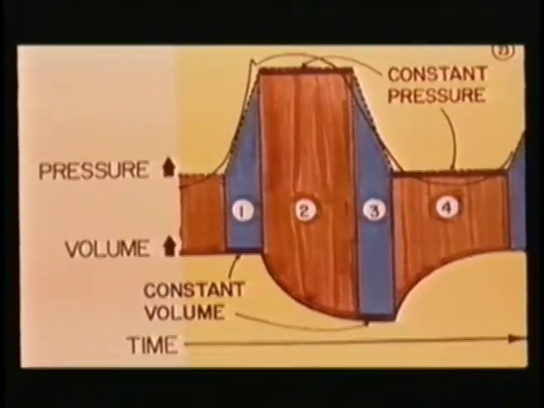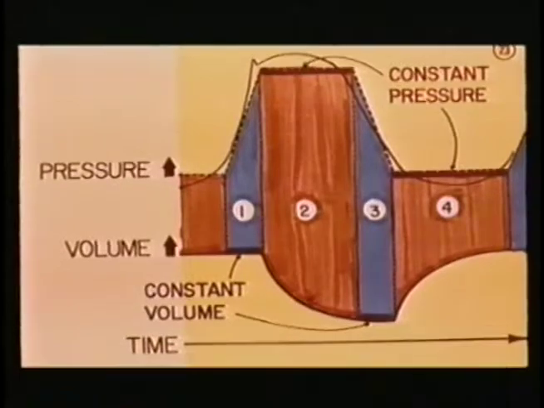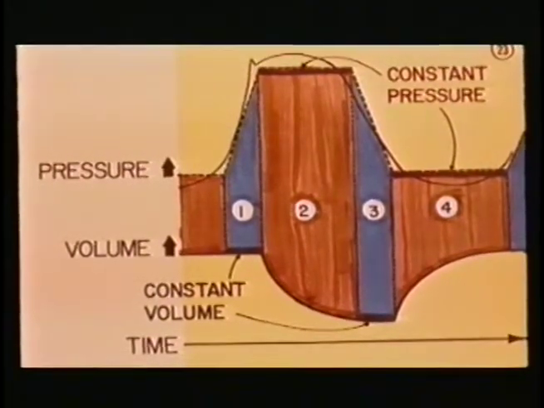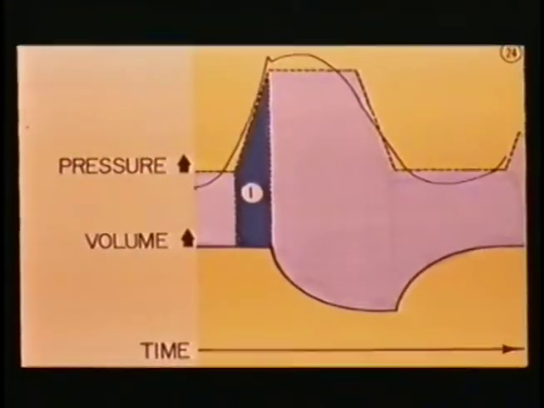The cycle is broken into 4 phases. Notice that during each of the 4 phases, either the pressure or volume waveform is flat. That is, either pressure is constant or volume is constant. Slide 24. During phase 1, the pressure rises. All valves are closed during this phase, so there is no volume change.